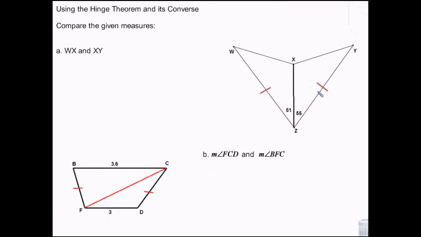Let's look at some examples. WZ and YZ are the same length, because that's marked. And XZ is the same as itself, because it's its own line, and you're always the same as yourself. And then I look at the angles 51 and 55. That's going to go to that side, and this is going to go to this side. So which angle is bigger, the 51 or the 55? 55, which means that this side, XY, is going to be bigger. So XY will be greater than WX.